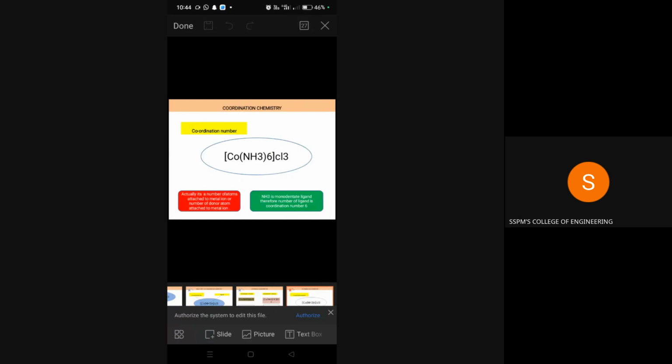Next concept is coordination number. So coordination number means what? How many ligands are attached, how many atoms are attached to the central metal ion, or number of donor atoms attached to that central metal ion. म्हणजे जो सेंट्रल मेटल ॲटम आहे, स्क्वेअर ब्रॅकेट मध्ये जो सेंट्रल मेटल ॲटम आहे त्याला जेवढे ॲटम्स अटॅच असतील किंवा लिगॅन्ड अटॅच असतील तो त्याचा कोऑर्डिनेशन नंबर.